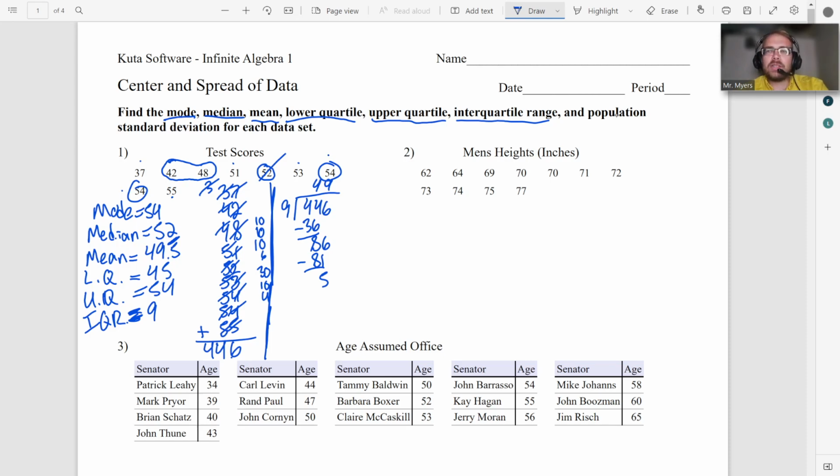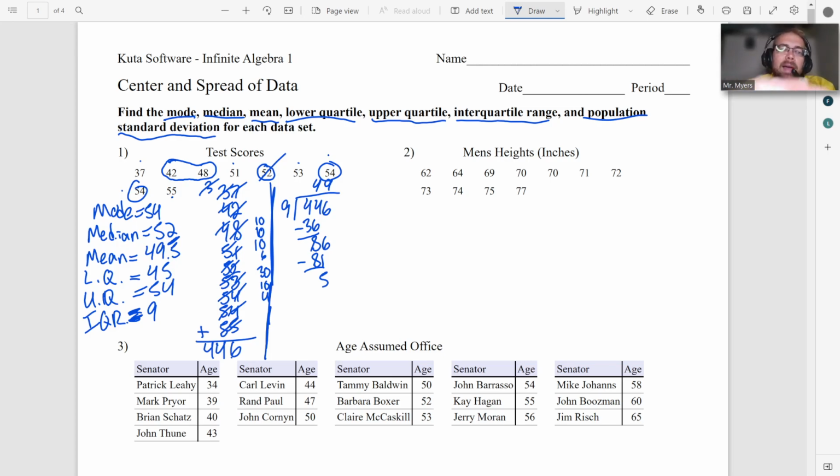Okay, population standard deviation. This one is probably the only thing that could possibly be more annoying than the mean, because it's very, very annoying. And actually, you have to find the mean to find standard deviation. So it's a good thing we already found the mean. So what you do is you find the deviation. So how far from the mean does each value go? How far do our scores deviate, go away from the mean? That's what you're trying to find out.